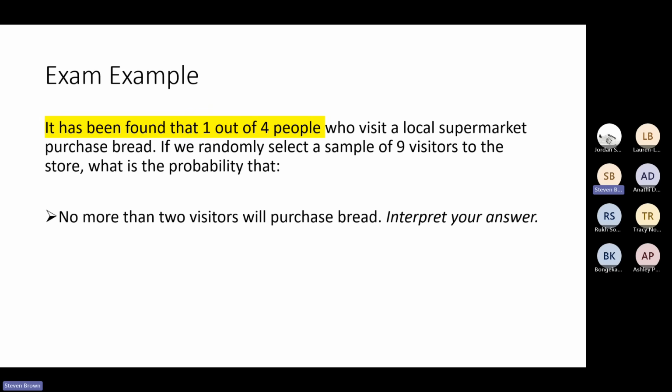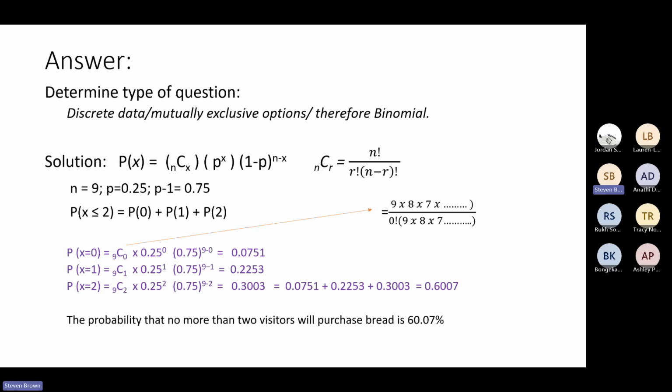Right, so we've got the initial data. 1 out of 4 is our p. Therefore, 1 minus p, so 1 out of 4 is 25, so 1 minus p must be 75. That's your n, and your x is going to be 0, then 1, then 2, and you're going to add them all up because they're discrete. So now we're going to see how we work this.